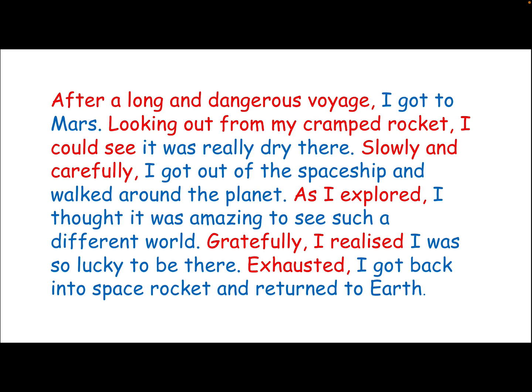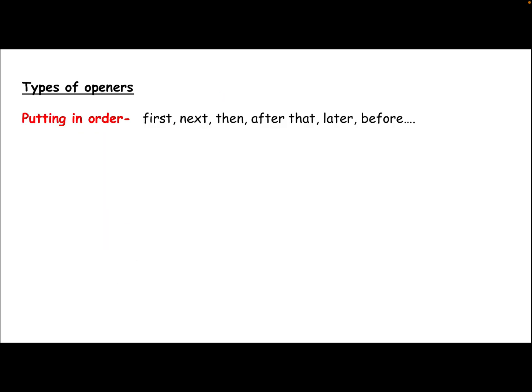So let's have a look at the types of openers that we might use. One of the ways of using an opener, instead of just saying I or it or the, is to think about putting things in order. So we might say, first this happened, next I did such and such, then something different happened after that. So this is one of the earliest ways that we learn to use openers. You'll remember further down the school being encouraged to start stories or sentences with these kinds of openers, and they're still perfectly good openers for you to use.